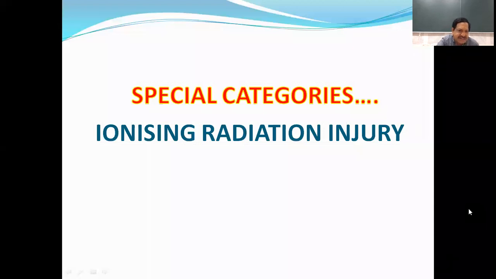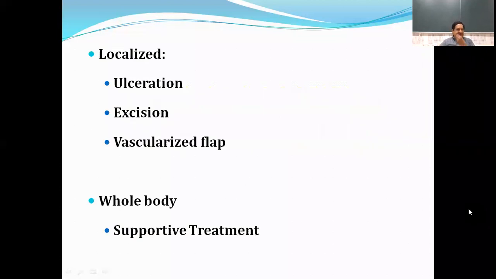Now, special categories, continuing the special categories, ionizing radiation. Ionizing radiation can occur in two ways. One is accidental, nuclear plant accidents. We have seen in Japan what happens, then Chernobyl, Russia, what happened, Long Island in New York, near New York, what happened in the US, because of the accident, or it may be due to warfare, bombings, war. When it is localized, it produces ulceration. One, because it interferes with blood supply.